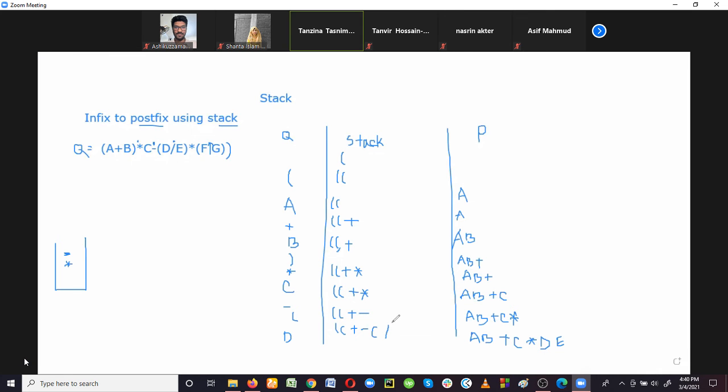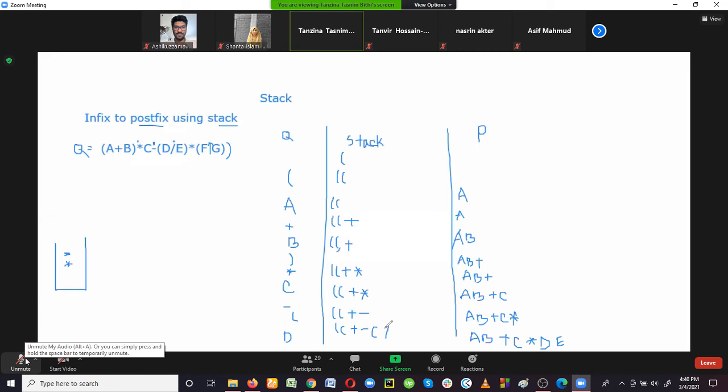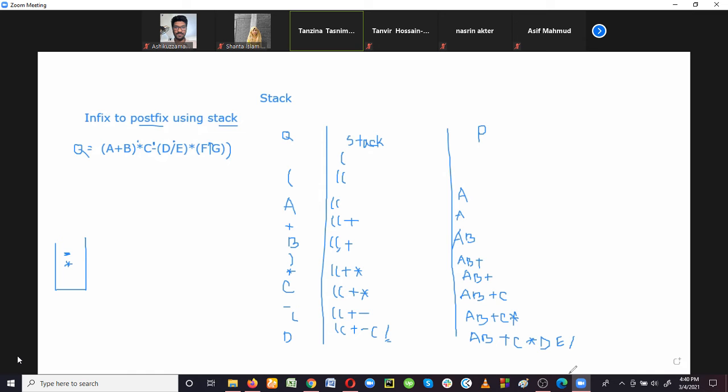So how many elements are we going to remove? Only one element, because after this division operator, we can see a left parenthesis here, and we pop the elements from the stack until we get a left parenthesis. So only this division operator will be popped from the stack and it will be added to the postfix notation. Clear?